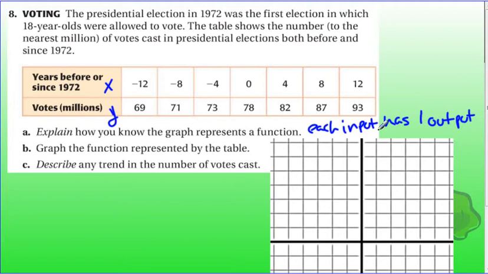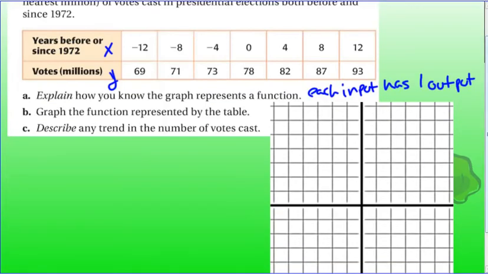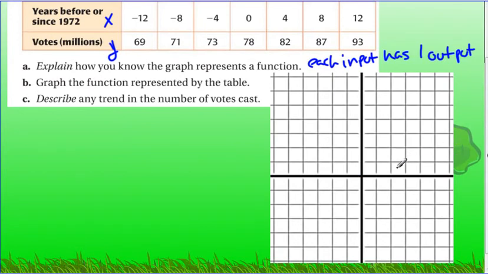Letter B, graph the function represented by the table. Okay, let's see here. I'm going to use a scale of 2's. So I'm going to count by 2's on x, and I'm going to count by 10's in y. We need negative 2, negative 4, negative 6, negative 8, negative 10, negative 12 in x, positive 6, 8, 10. Oh, 1, 2, 3, 4, 5, 6, 7. Counting by 10s isn't going to work. How about 20, 40, 60, 80, 100? That'll work, I guess. So 20 in y.